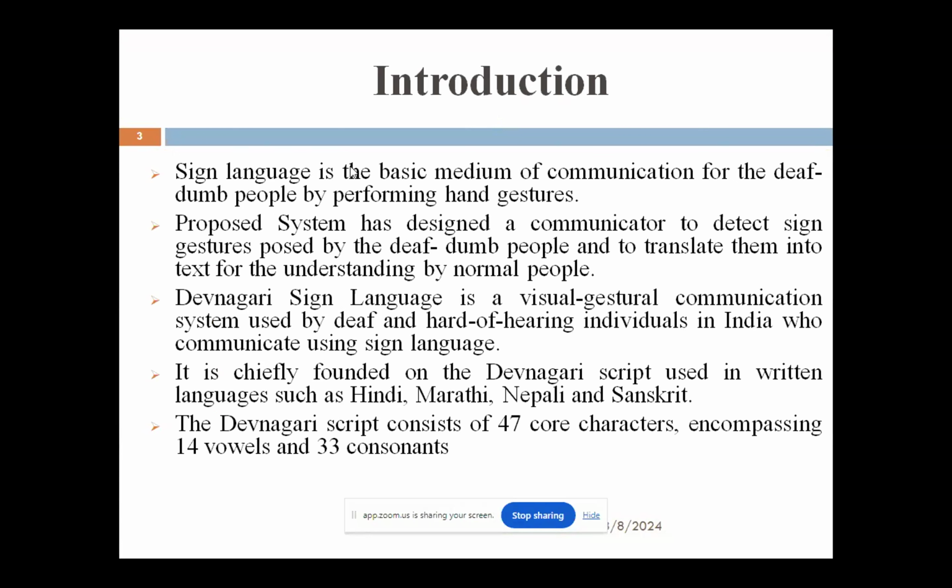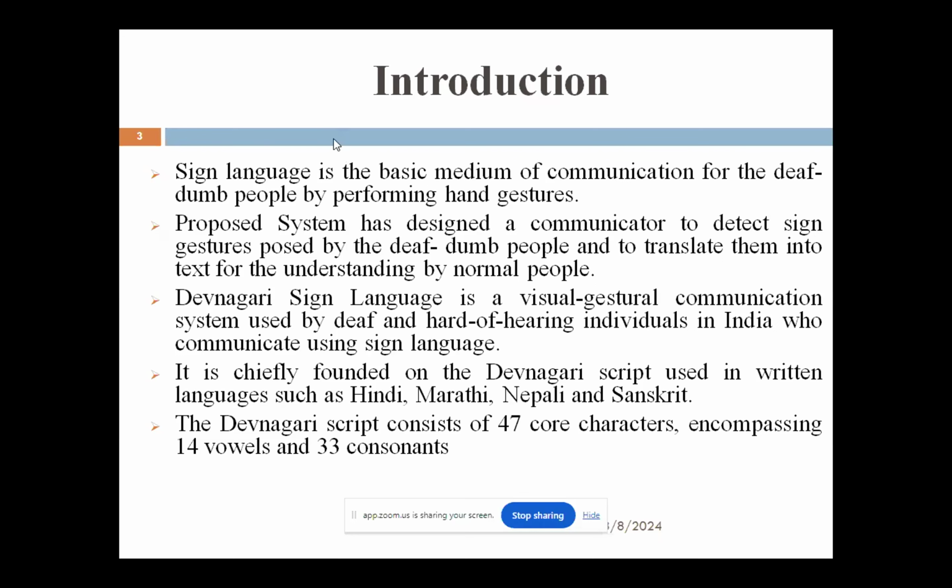But communication is the biggest challenge for deaf people. Although such people can easily communicate among each other, they face serious challenges when they are trying to integrate into the educational, social, and work environment. So the proposed system is designed as a communicator to detect the sign gestures posed by deaf people and to translate them into text for understanding by normal people.